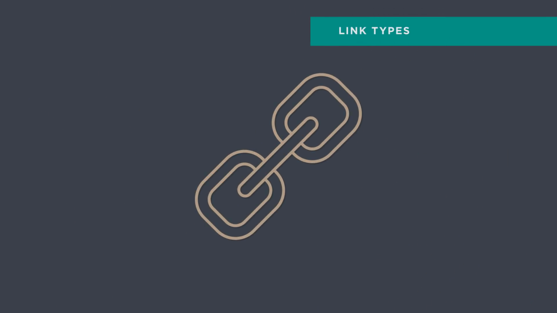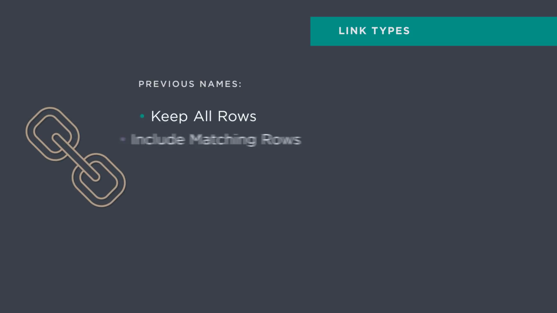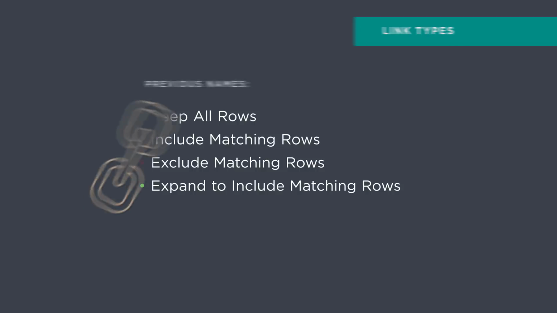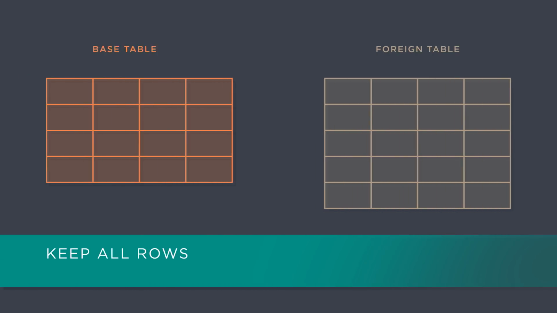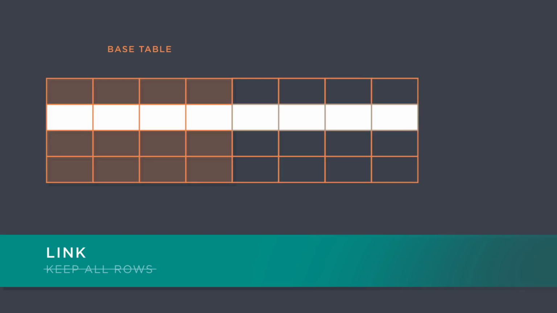Link options have new names in V13. While past versions used these names, keep all rows, include matching rows, exclude matching rows, expand to include matching rows, we've switched it up a bit. Keep all rows is now Link. This most commonly used link type finds matching rows in the foreign table and appends column information to matching rows in the base table. It takes into account only the first matching row for each matching value in the foreign table.